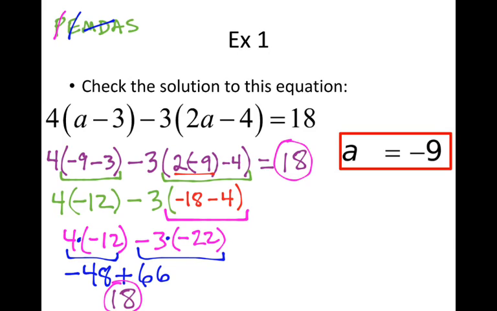So to show that we got the correct answer, we're going to put a check mark next to our answer. We're going to go over to the answer here. We're just going to put a check mark above it to show that we checked the answer and we confirmed that it was the correct answer.